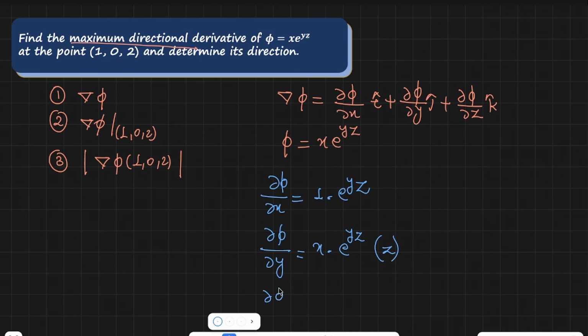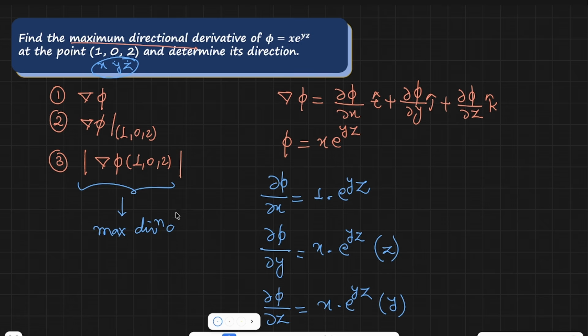Similarly, dou phi by dou z is equal to x as it is, e to the power yz as it is, and the partial derivative of z will be 1, so it will be y. Now you put these values here, then you put the values 1, 0 and 2 as x, y and z, and then find its magnitude. This magnitude will give you the maximum directional derivative of phi. Okay, so this is how you can solve this question.